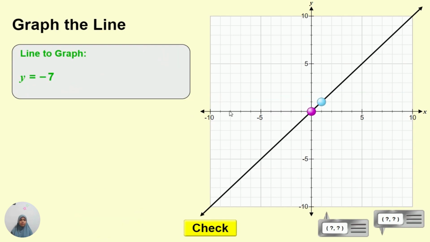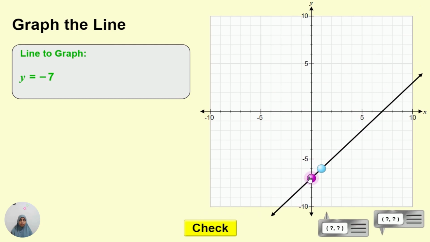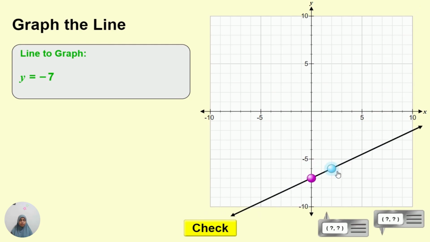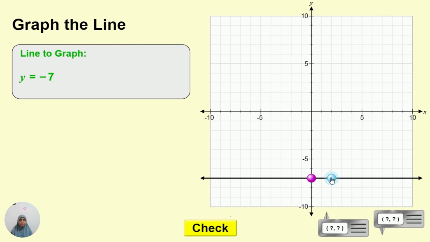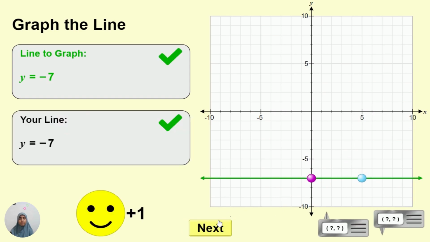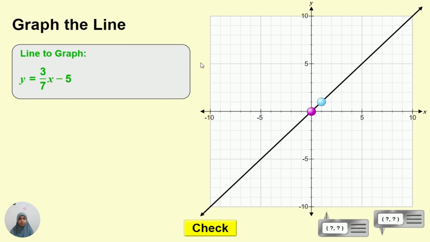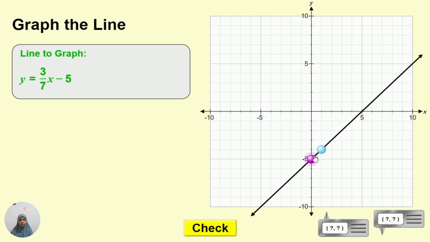We have another question. This is going to be the last question. Here we just have to mark the y-intercept, which is -7, and there's no gradient. So it's a straight line, is it? Let's check. Correct. One bonus question. Let's start with the negative intercept.